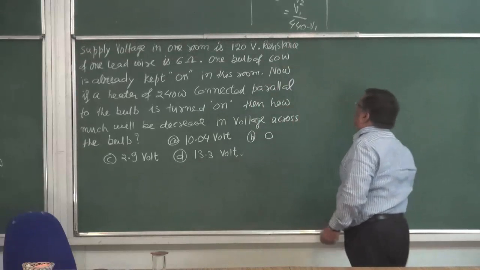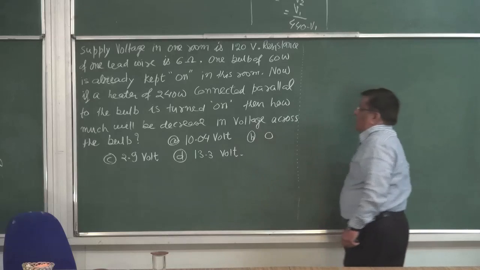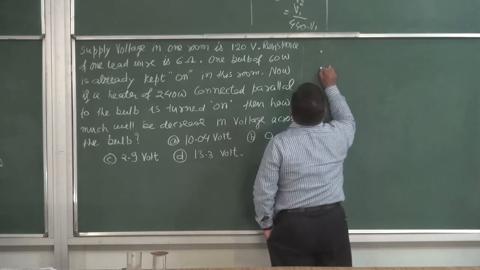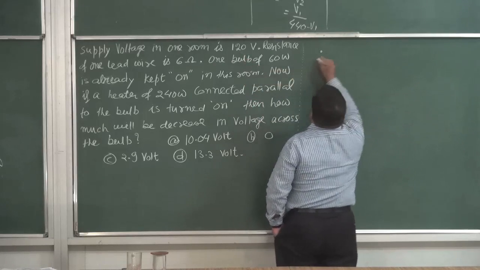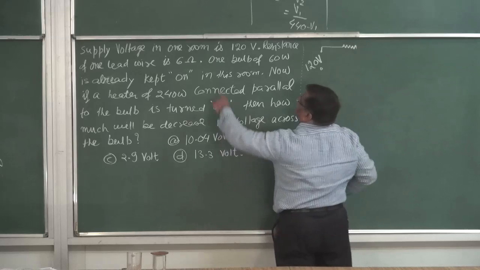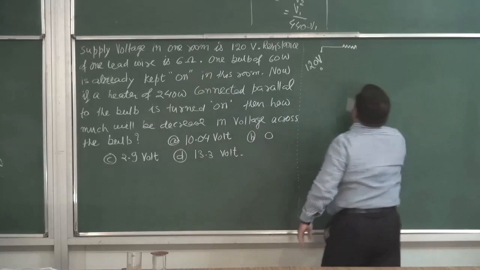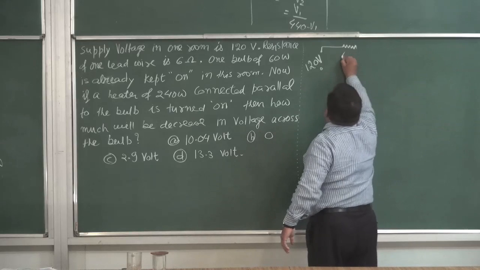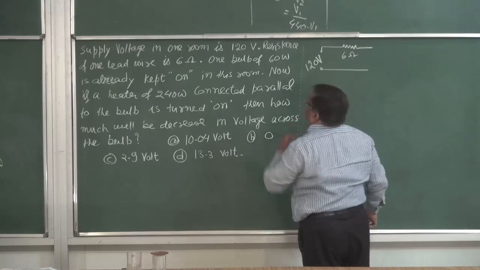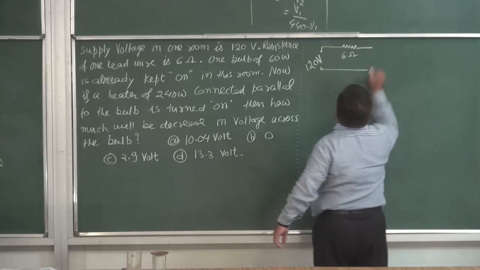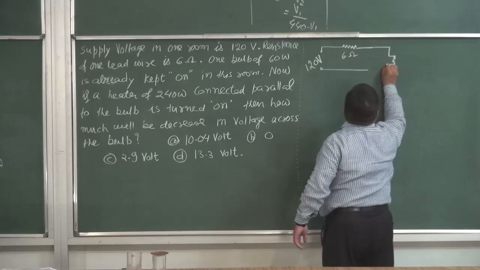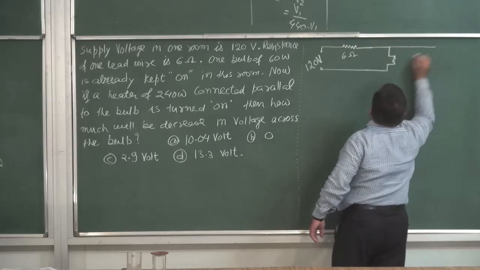See this question and read it. रेसिस्टेंस ऑफ लीड वायर इज 6 ओम. ये जो पूरी लीड वायर कमरे की है उसके लिए मैं यहां लिख लेता हूं 6 ओम. इट रिप्रेजेंट द रेसिस्टेंस ऑफ कंप्लीट वायर. ओके, वन बल्ब ऑफ 60 वॉट इज केप्ट ऑन इन दिस रूम. This is a 60 watt bulb.